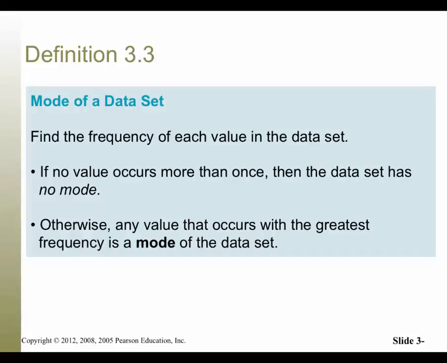So we need to start to have data values that are repeated. Any value that occurs with the greatest frequency is the mode of the data set. So there can be one mode, there could be 2 modes, there could be 3 modes, there could be 4 modes. If you have a tie for the greatest frequency, then you have multiple modes. So going back to the grapefruit data set, 2 modes: 0.6 and 0.8.